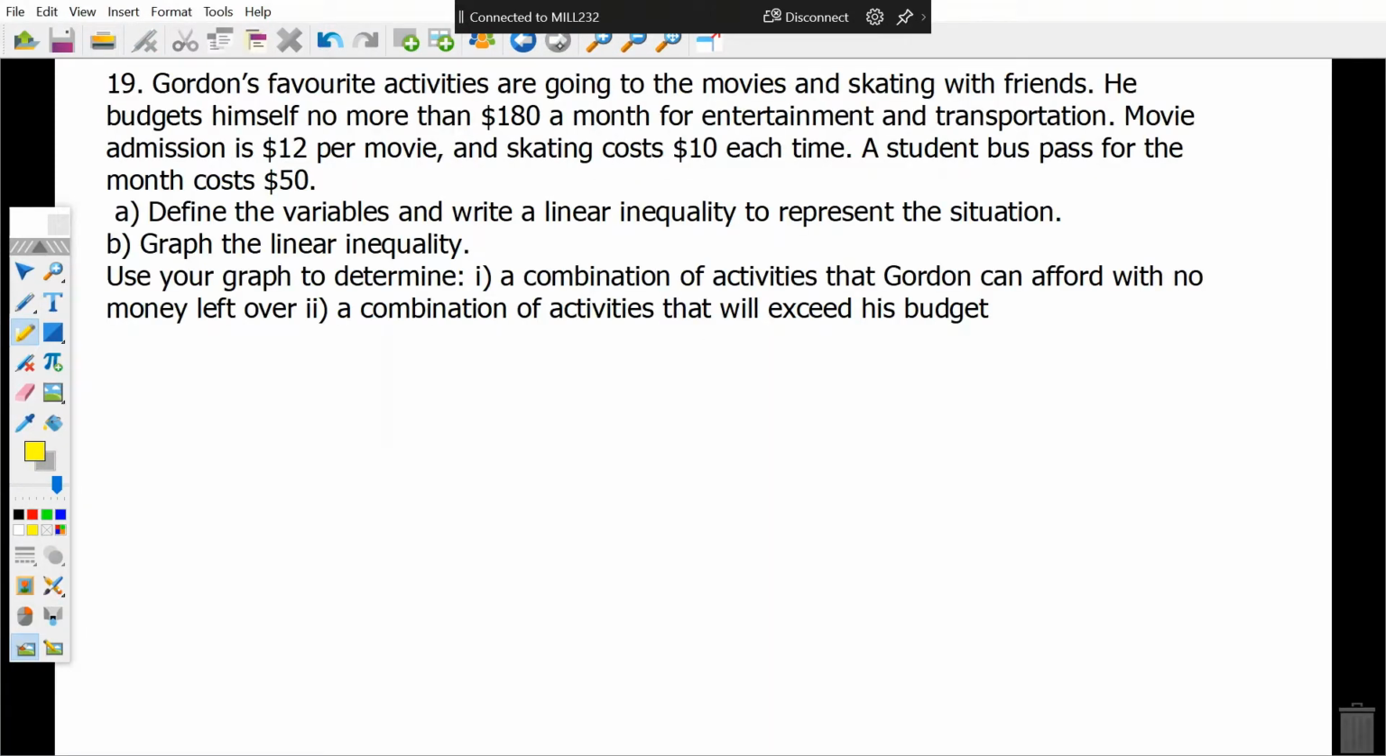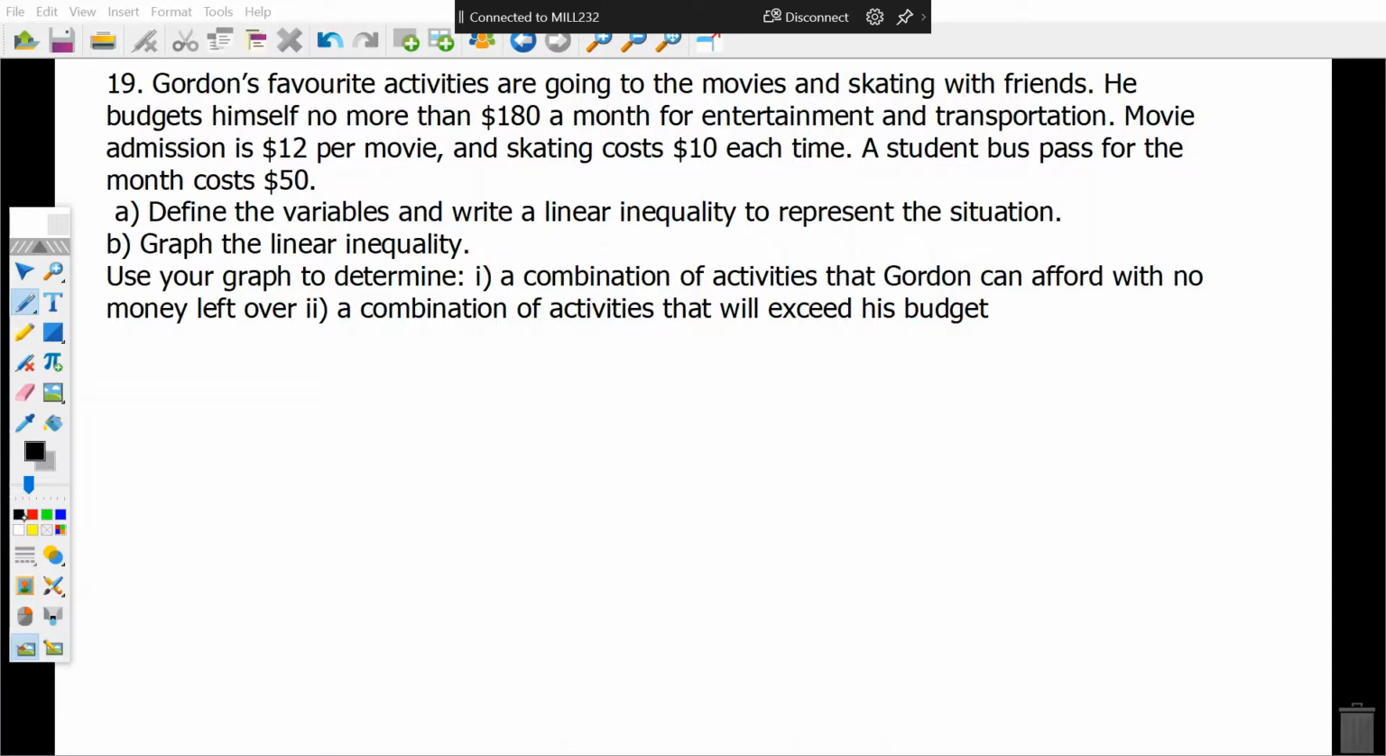Let's try this one here. This will be our last one. Again, don't write down the entire question, but make sure you're paying attention because there is one like this on the test. It says, Gordon's favorite activities are going to the movies and skating with friends. He budgets himself no more than $180 a month for entertainment and transportation. Movie admission is $12 per movie and skating costs $10 each time. A student bus pass for the month costs $50.